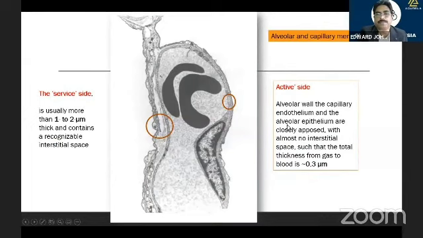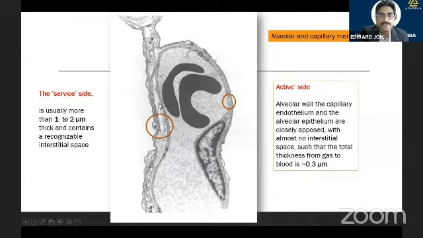So this is the alveolar capillary membrane. This is the electron microscopic appearance. You can see the right side, it is the active side. Here, there is only alveolar epithelium and capillary endothelium. There is no interstitial space. The thickness is 0.3 micrometer. So it is called the active side. So the oxygen diffuses through this active side and the other side is called the service side.